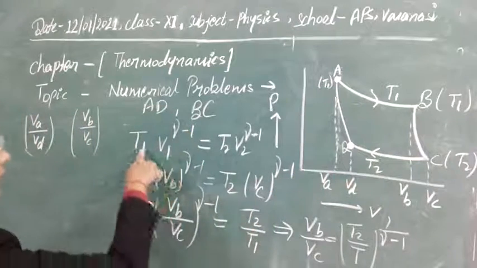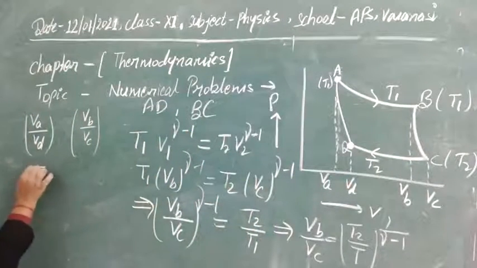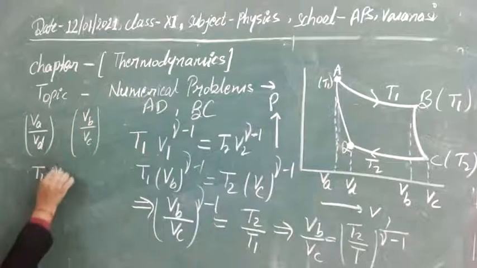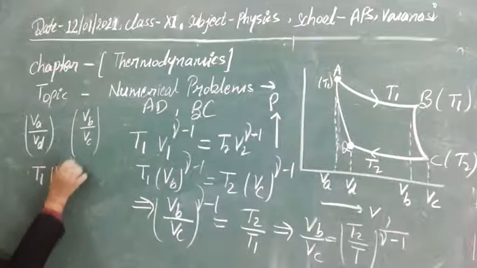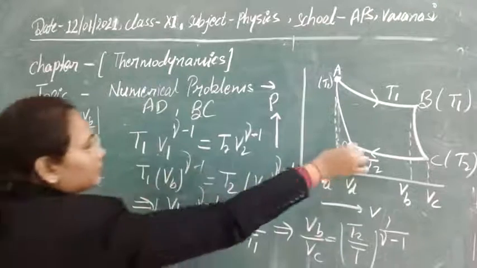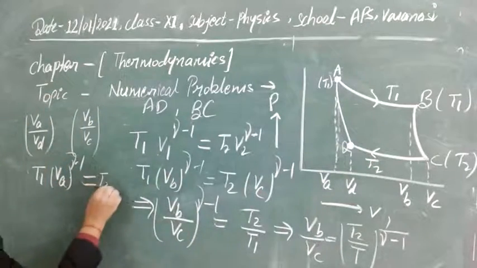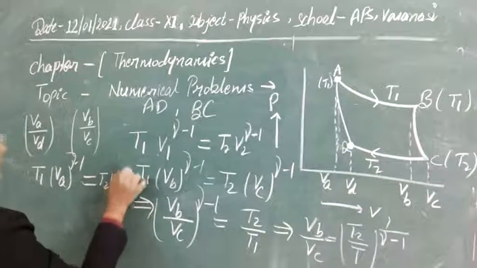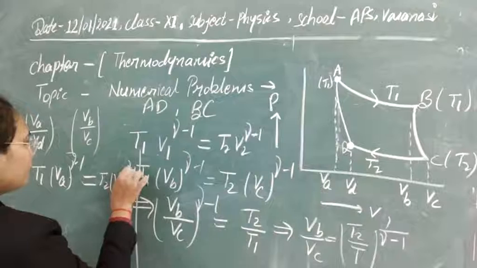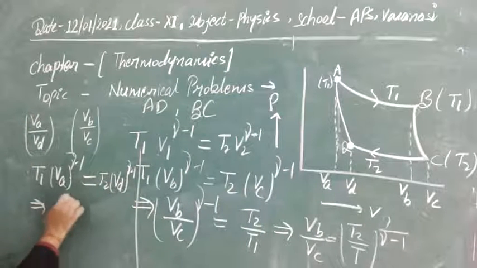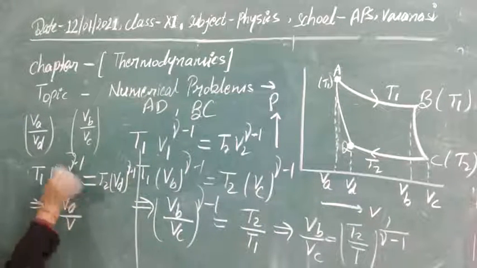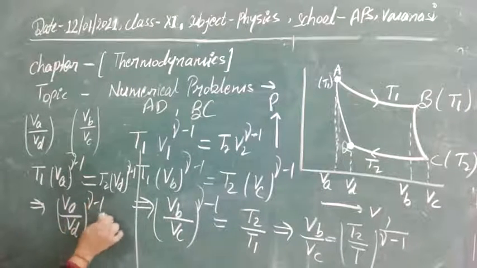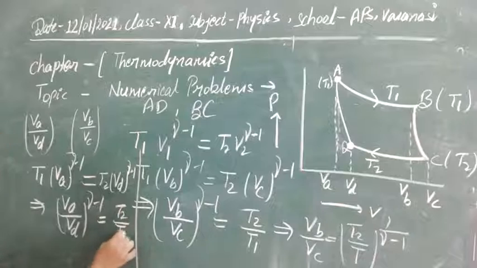So just again apply this formula here also. You will get T1, the value of V1 here, that is VA, and power gamma minus 1 is equal to, here the temperature is T2 and the value of V is VD. So this will be VD power gamma minus 1. So just solve it once again and calculate the ratio VA upon VD here. If you solve it, then you can see the ratio again, that is this.